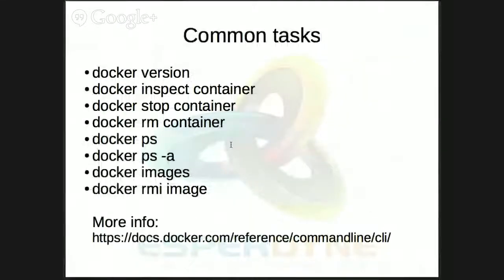Then you've got Docker stop, Docker rm, Docker ps, which tells you the running containers. Docker ps -a tells you not only the running containers, but containers that have run but have exited. So they're still there, and you can start them up using a Docker start. And then information about images. More information is available at that URL. That's Docker's whole reference for their command line.